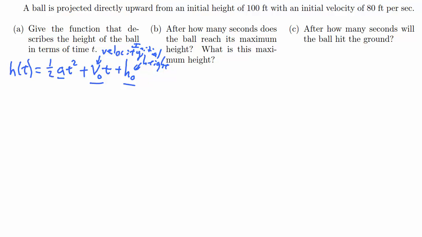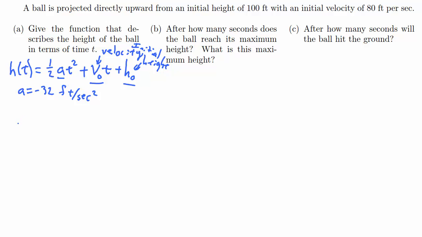So those were both initial velocity and initial height. A is acceleration. Now, on Earth, in case you don't know, acceleration due to gravity is 32 feet per second squared. And the reason I'm using this with these units is because the height is in feet and the velocity is in feet per second. So because of that, we're going to want to have our acceleration in feet per second squared.